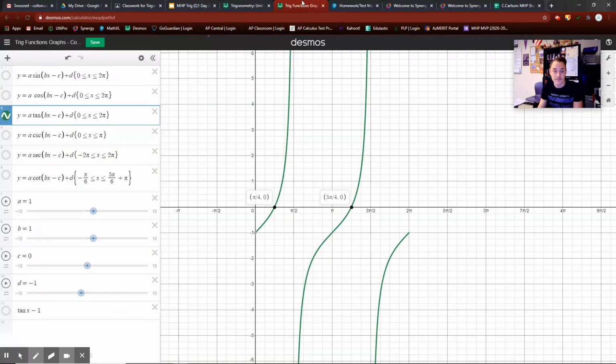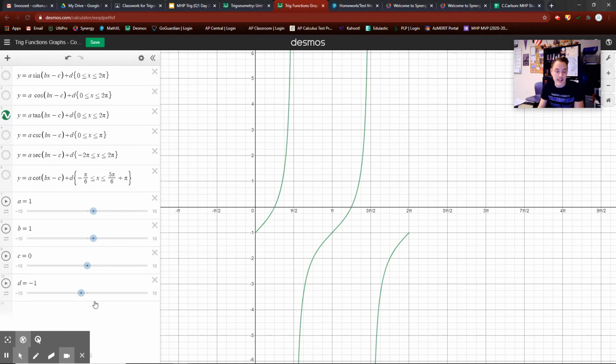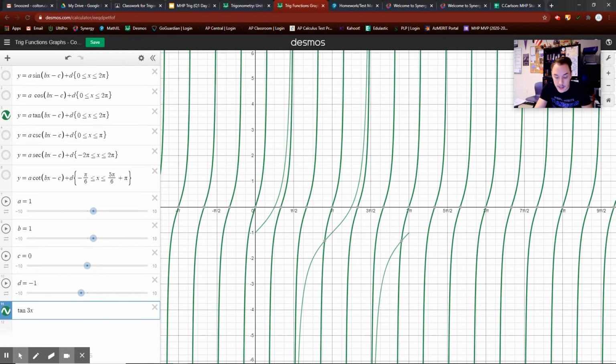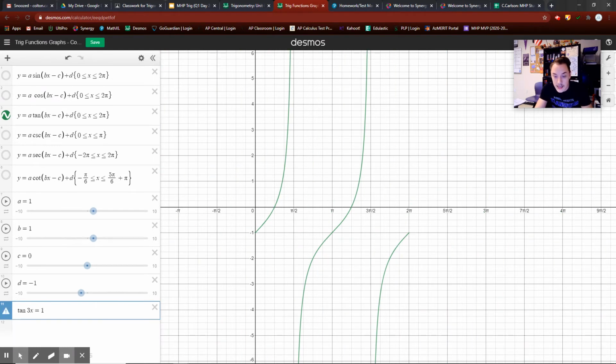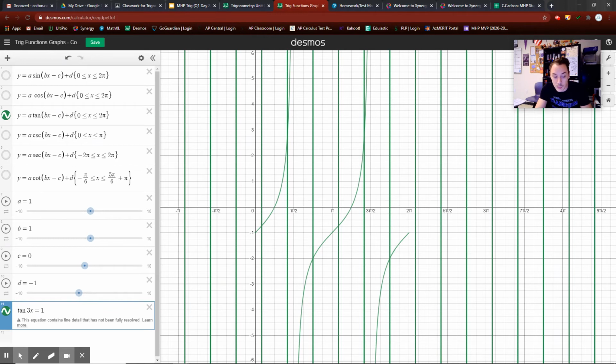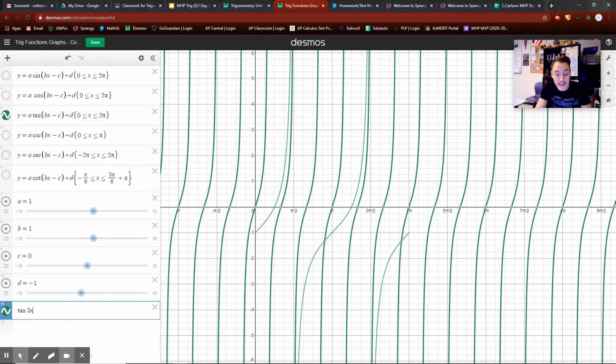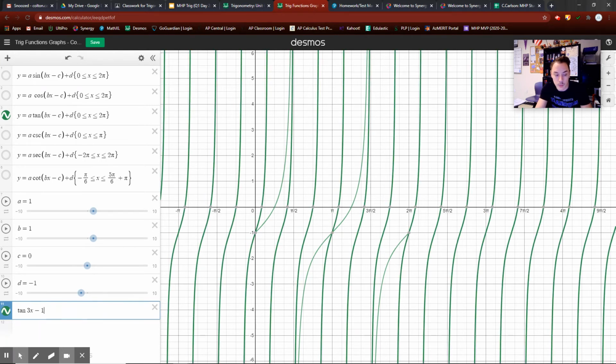So let's do that. So I'm going to erase this. Now, my actual equation was this: tangent of 3x equals 1. Now, of course, I don't want equals 1 because that looks crazy. Like, why do I want that? Let's subtract that 1 over and do minus 1.